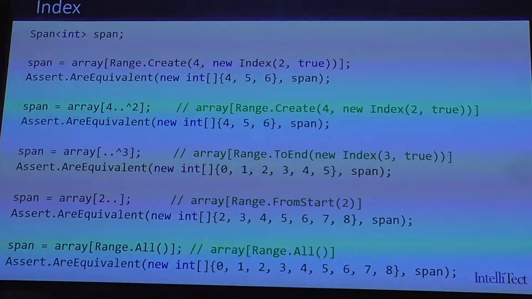Yes? How would we reverse it? Like, let's say for line 5, you want assert.equivalent new int 654 span. You'd have to use a dot reverse operator. We're not changing the data, we're just splicing it out. Turns out this is very efficient from a memory standpoint. So we're just leaving the collection exactly where it is. You just take that, then do dot reverse. So the question was, how do you reverse it? You use a dot reverse.